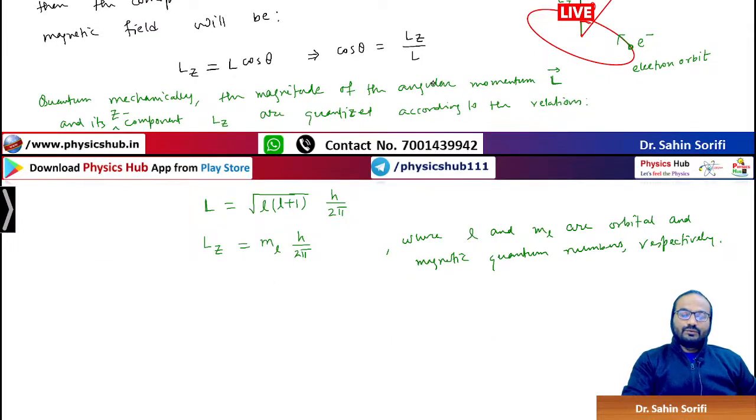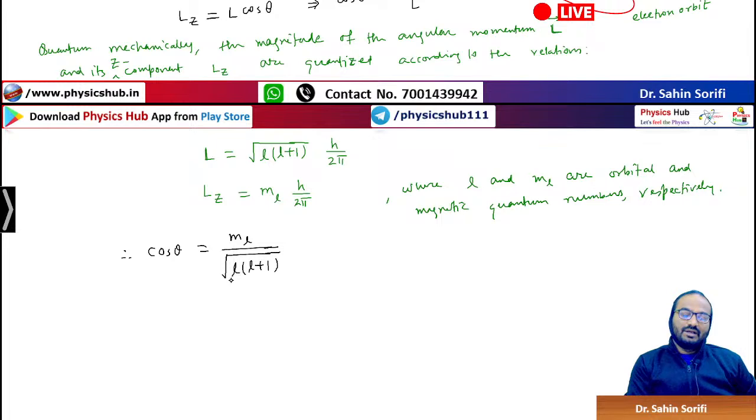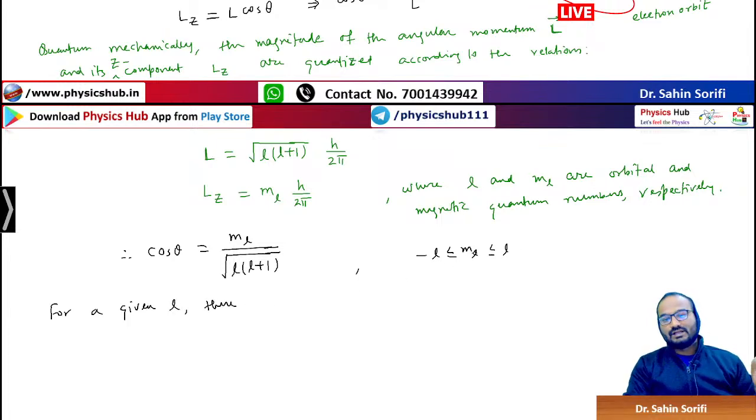Okay, so if I put these values in the expression of cos theta, what do you get? Cos theta is equal to Lz by L. So obviously we are getting ml by root over l into l plus 1, as h by 2 pi is cancelling. Now, you know, for a given l, how many values of ml are there? ml can take values between minus l to plus l, you know it already. So for a given l, minus l to plus l, 2l, and with 0 it is 2l plus 1. There are 2l plus 1 possible values of ml, right?